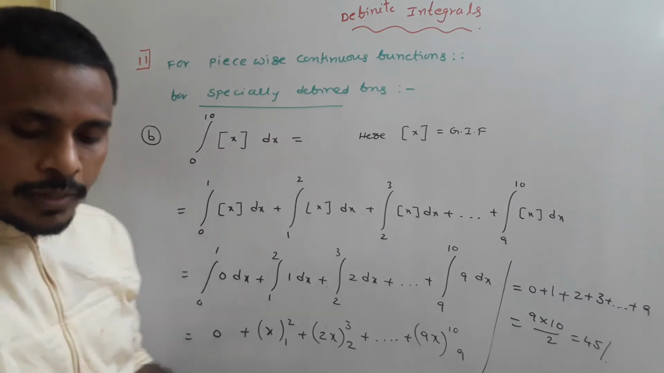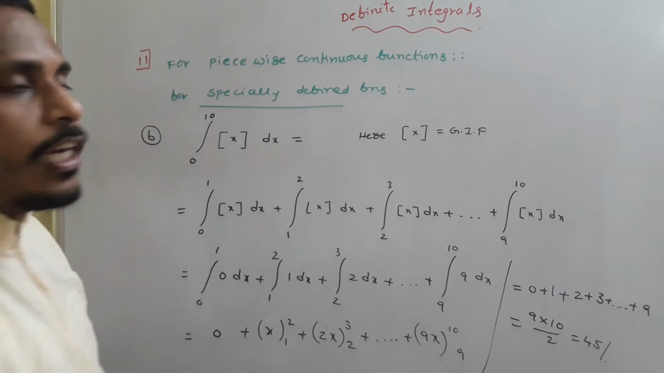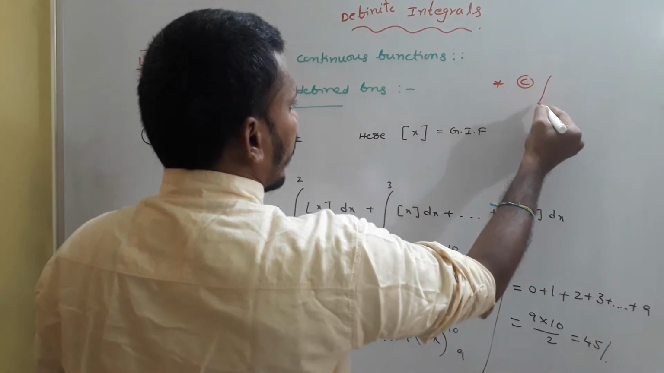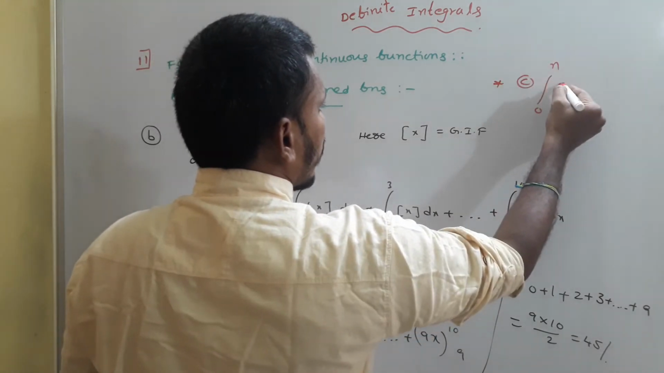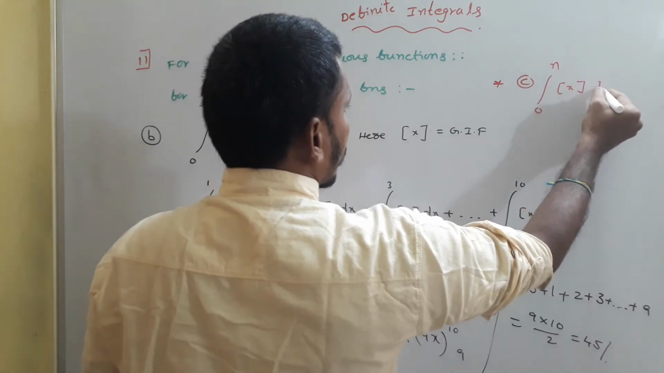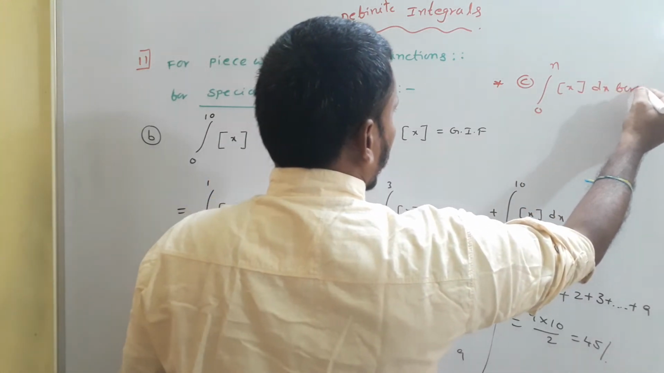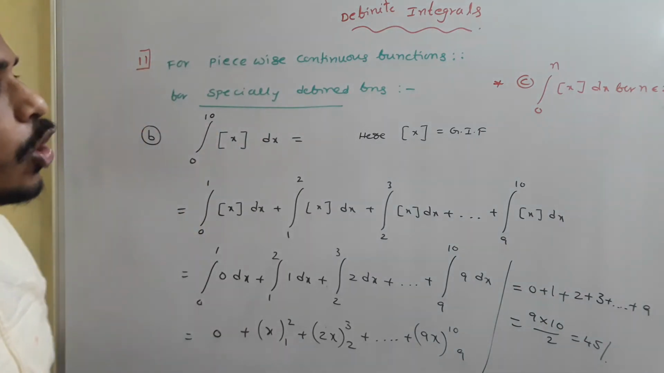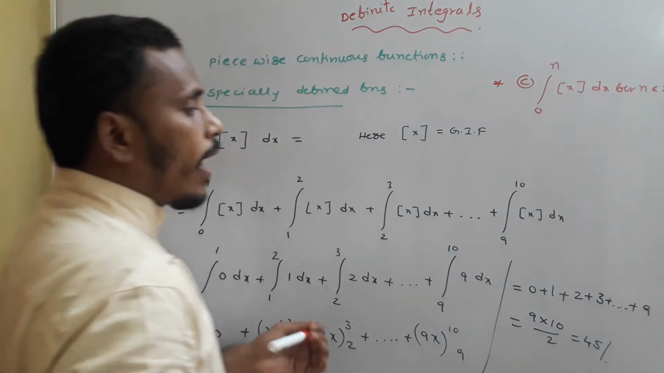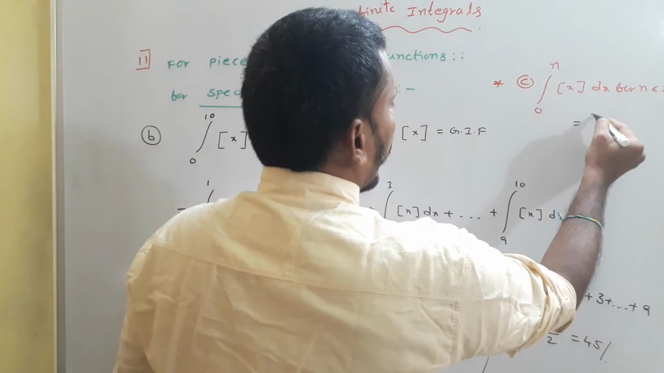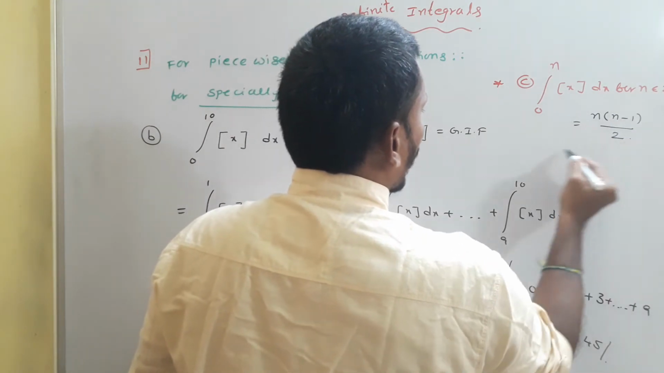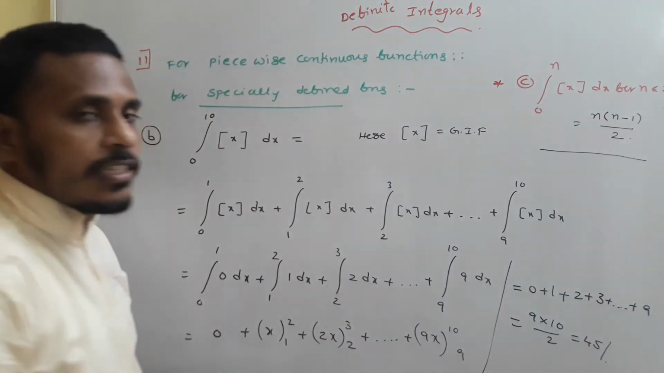This is B. And as C, we need to generalize this. Integral 0 to n step x dx for n belonging to the integers. What can you say about this? When you proceed in the same way, you will get the answer n into n minus 1 by 2. Just memorize it as a formula.